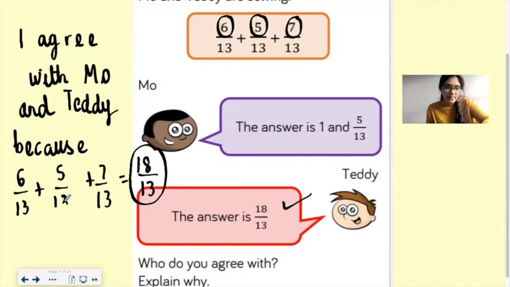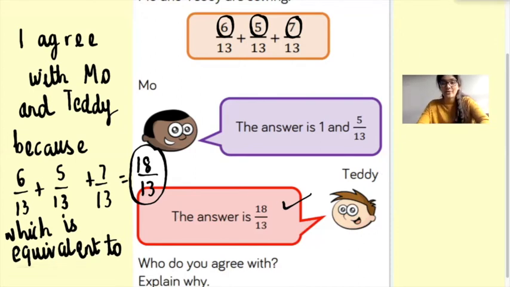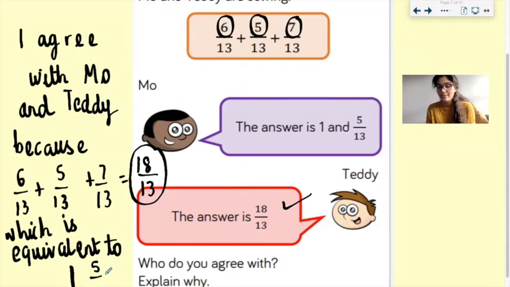Rewrite my 3. Right, so 18/13, which is equivalent to, what is 18/13 equivalent to? Remember, to work out the equivalent, you figure out how many times 13 goes into 18. That's 1 time. What's the remainder? 5. And what's the denominator? Doesn't change. 13. And that is Mo's answer.